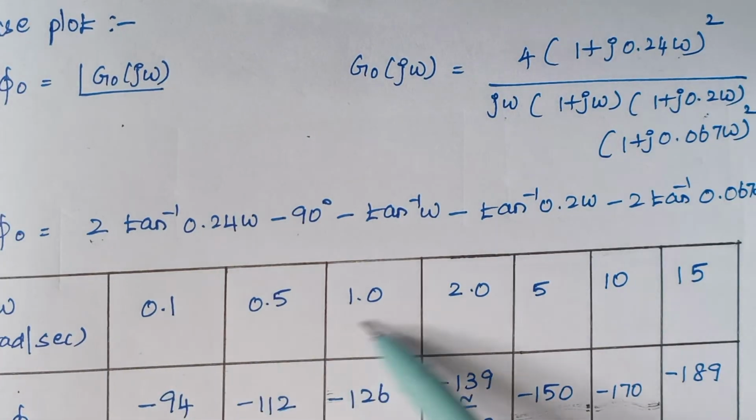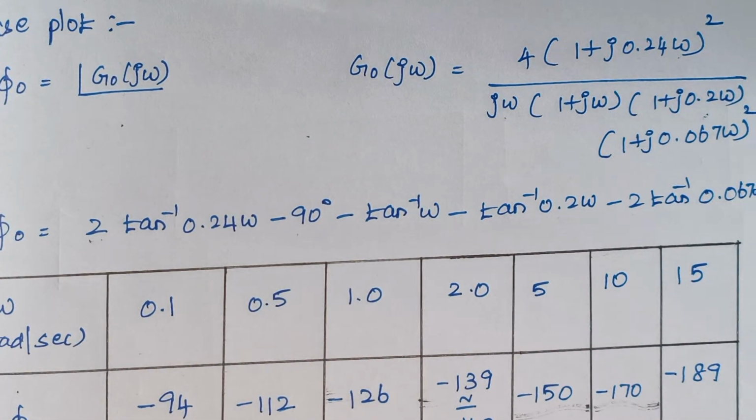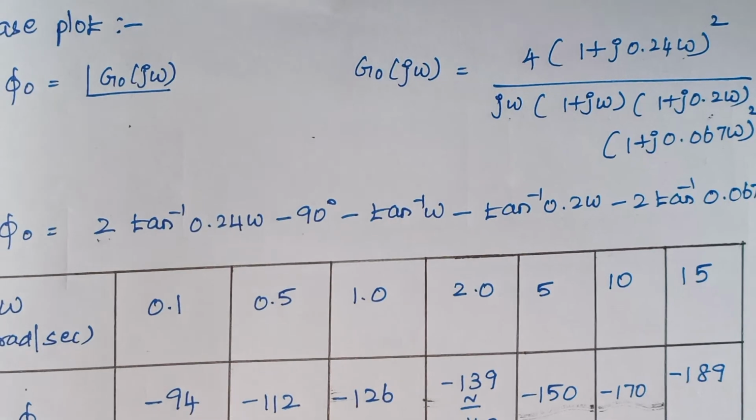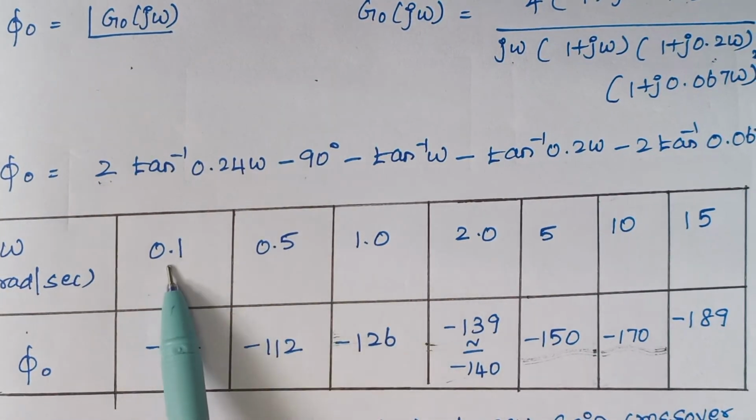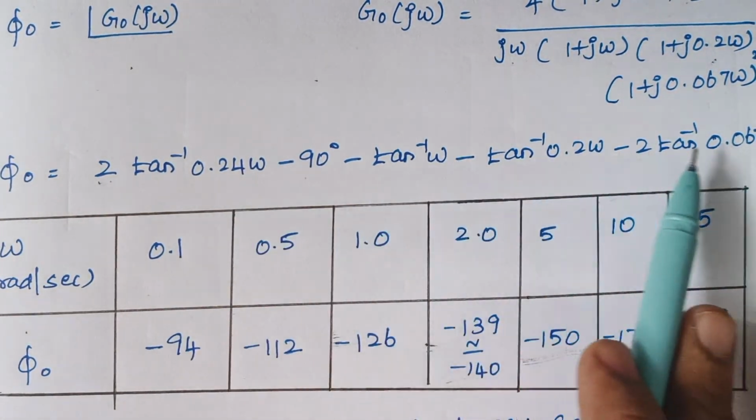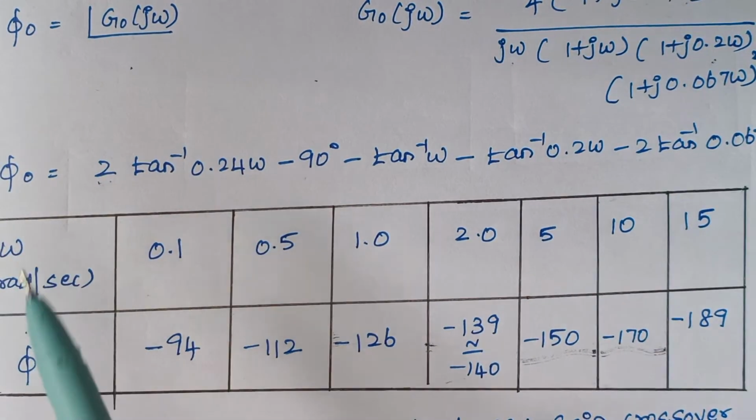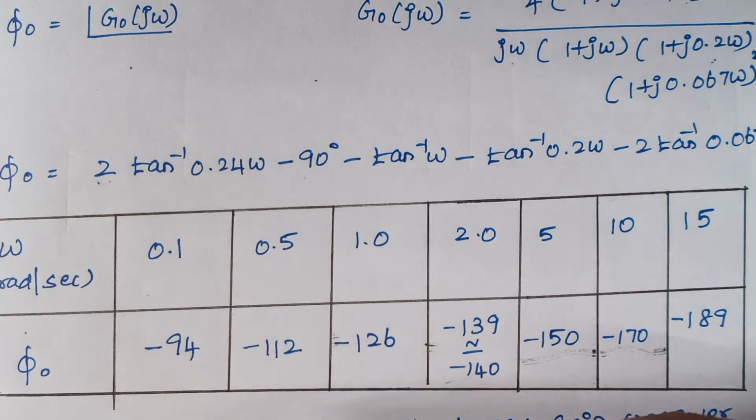Again select the values which you have already used in magnitude plot. Apart from that, you can select in between values and even higher values also, right? Calculate the values of phase angles accordingly, right? Just substitute omega as 0.1 over here. And what is the value of phi? Just write it over here. Okay. Likewise, you just finish the remaining things.